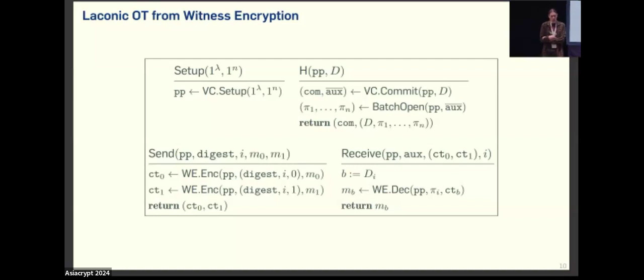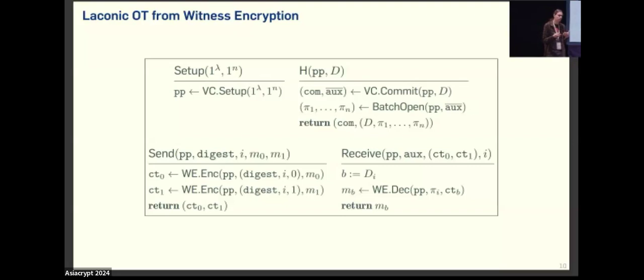And once we've done that, then Alice can send her short messages that correspond to her two messages in every step of the laconic OT. And what she does is she encrypts her two messages using two contradictory statements. The first ciphertext is of M0, encrypted towards the statement that the digest can be opened at position I to value 0. And the second ciphertext is of message 1, encrypted towards the statement that the digest at position I can be opened to 1.